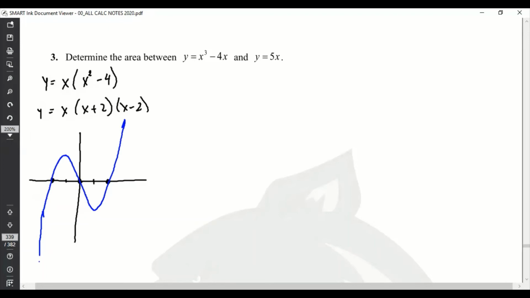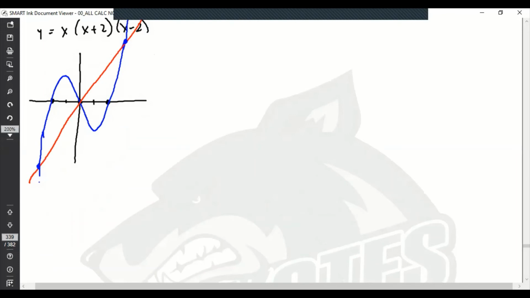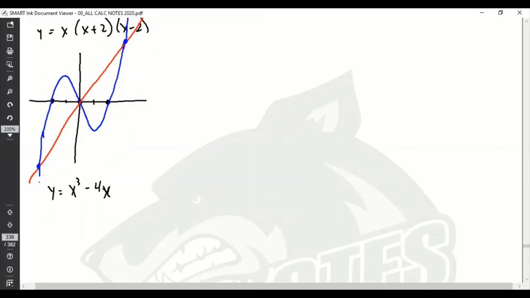Y is equal to 5x is kind of a steep linear, but the blue one, the cubic, is going to end up being steeper. And so there will be some intersection points. And we are looking for that area between them. How do we find that area between them? We just take y equals x cubed minus 4x and the line y is equal to 5x.